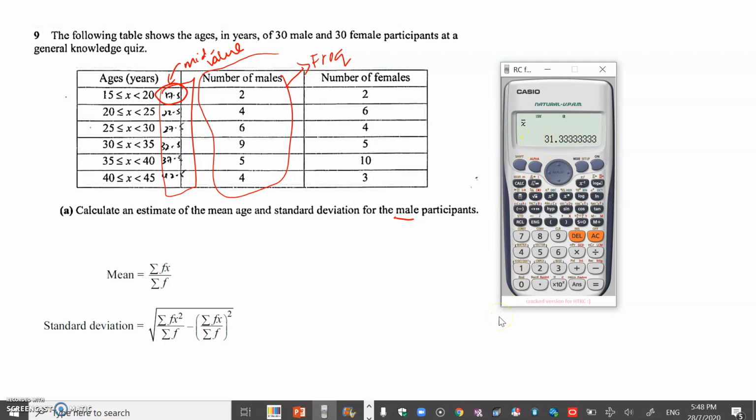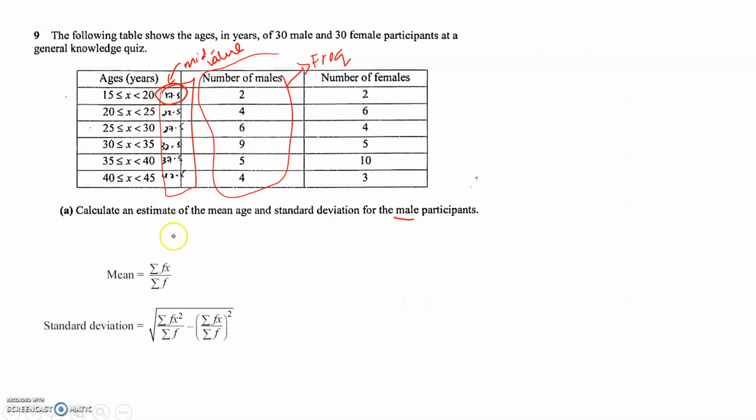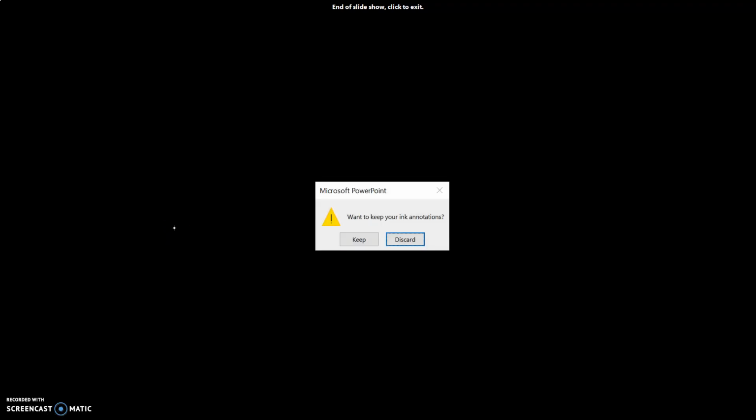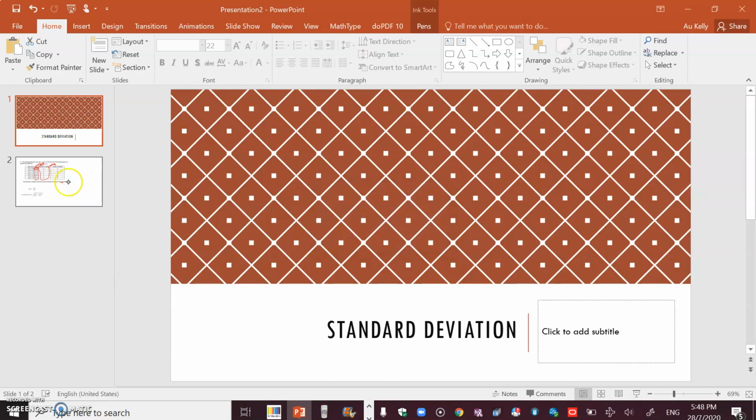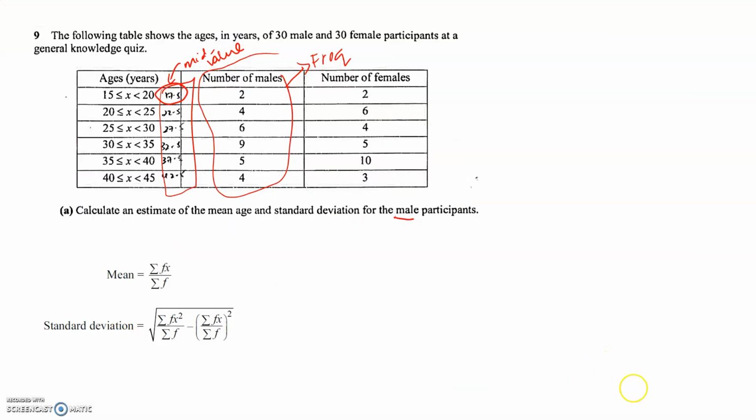So I'm just going to write it at the side here first. So the mean, x bar equals 31.3. Later on I'm going to show you how to use the formula.